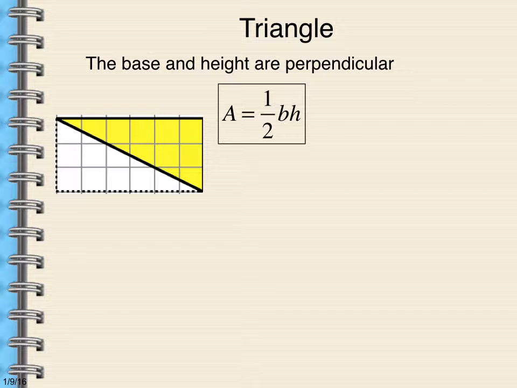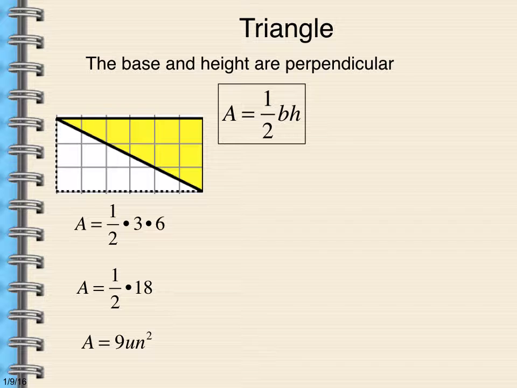So for this yellow triangle, we can call the base 3 and the height can be 6. And let's do half of 18 or 9 square units. Area will always be labeled in square units. Let's look at another triangle.